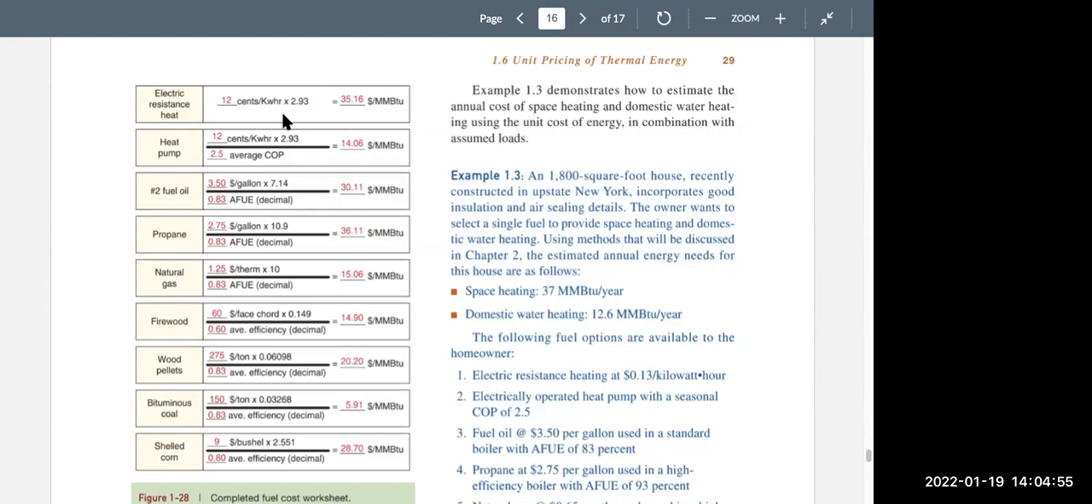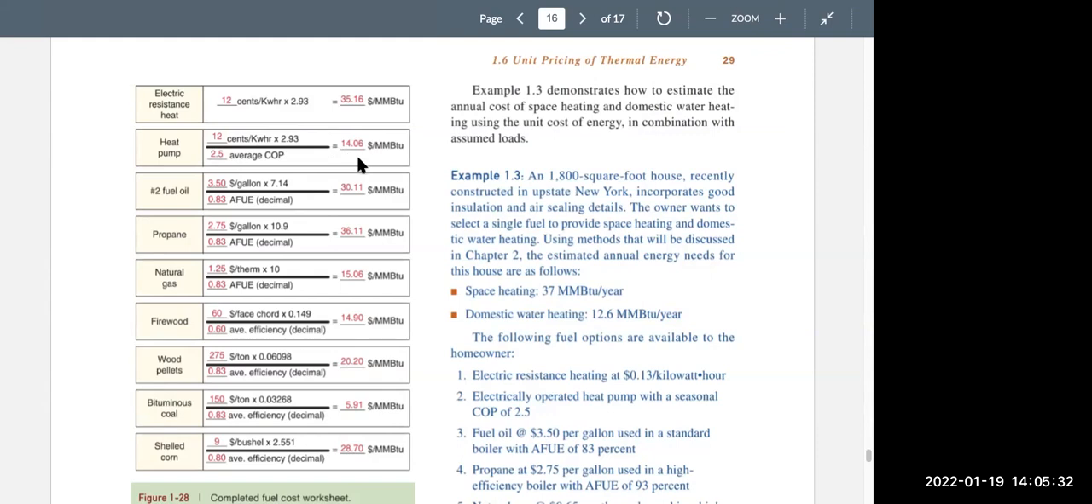Heat pumps, though, are going to be a lot better because they have a much higher efficiency, even though they are electric. So in that case, we take our 12 cents times our multiplier over 2.93, which is going to give us our conversion into BTUs. And we got to go by our heat pump's number. So the one they gave us was 2.5.